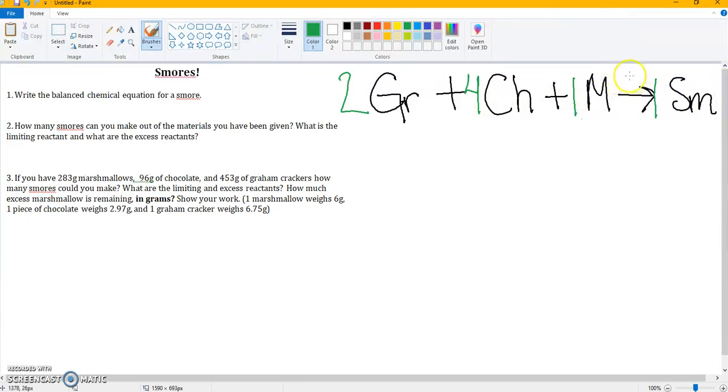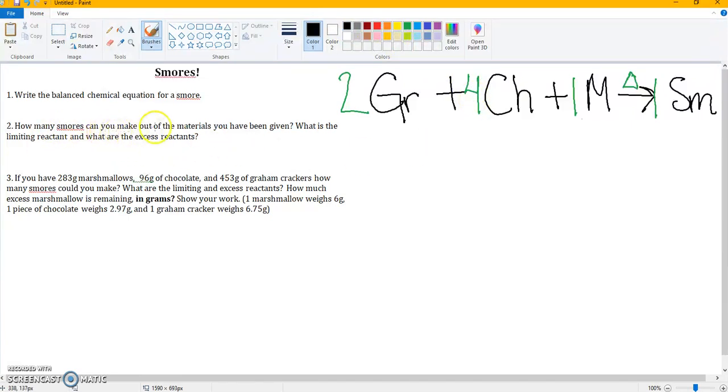Now, if you're fancy, you can add a little delta above that. That means that the reaction has to be done with heat. Okay? So a little triangle above the arrow means the reaction is done with heat. Then, I balance the equation, saying that I need 2 graham crackers for every 4 chocolates for every 1 marshmallow, and that makes 1 complete s'more. So this is a synthesis reaction, all right?